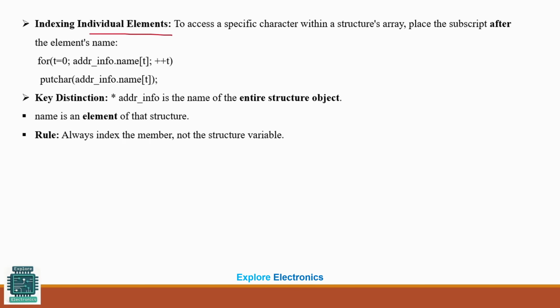Now, indexing individual elements. Now you have learned about accessing one. Now, how do we index the elements? To access a specific character within the structure array, place the subscript after the element's name. Here, address_info.name[0] plus plus, semicolon, and plus plus address_info.name[0]. This is also the same, that is post increment and pre increment. Fine. And this is a code part for indexing of individual elements.